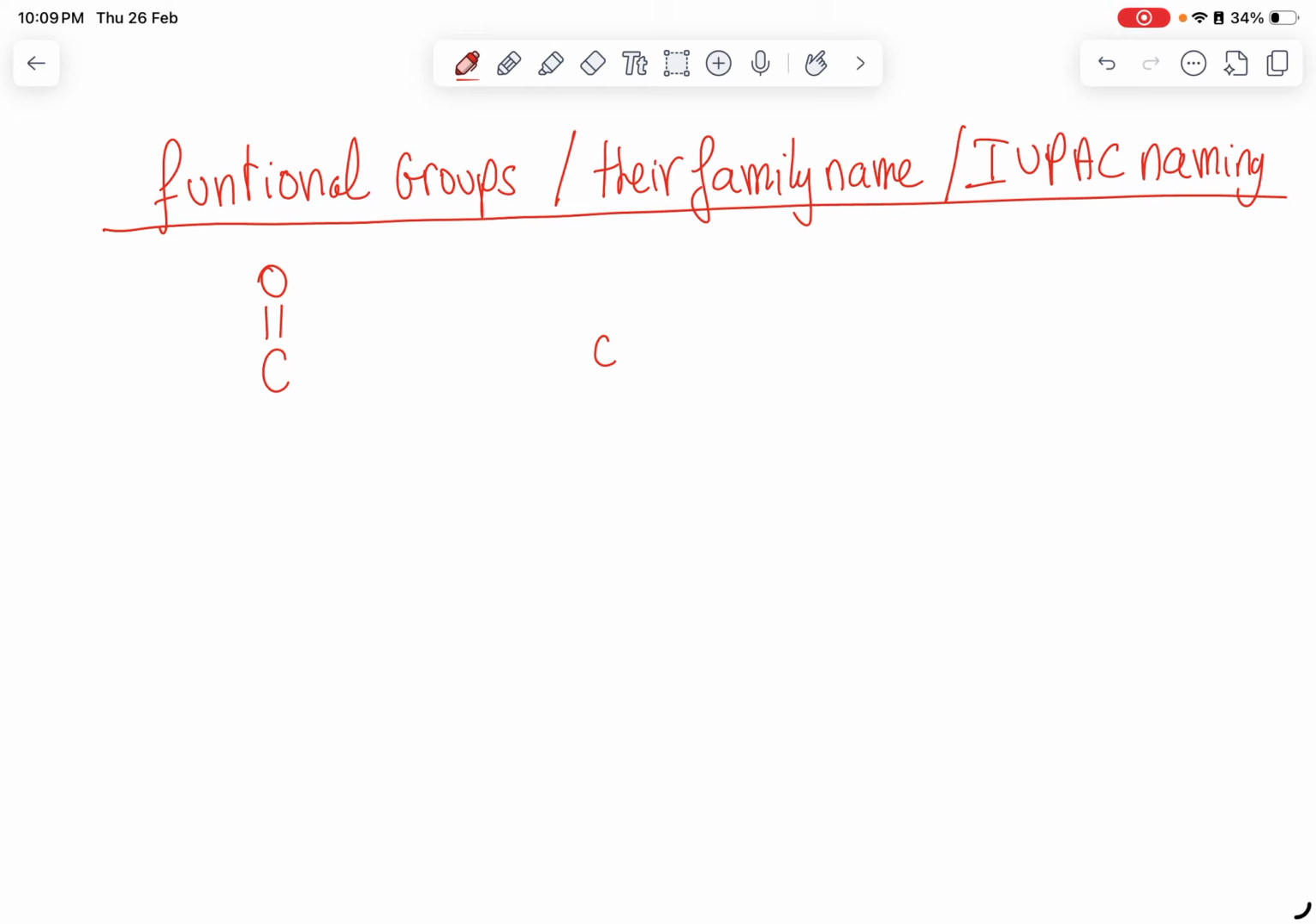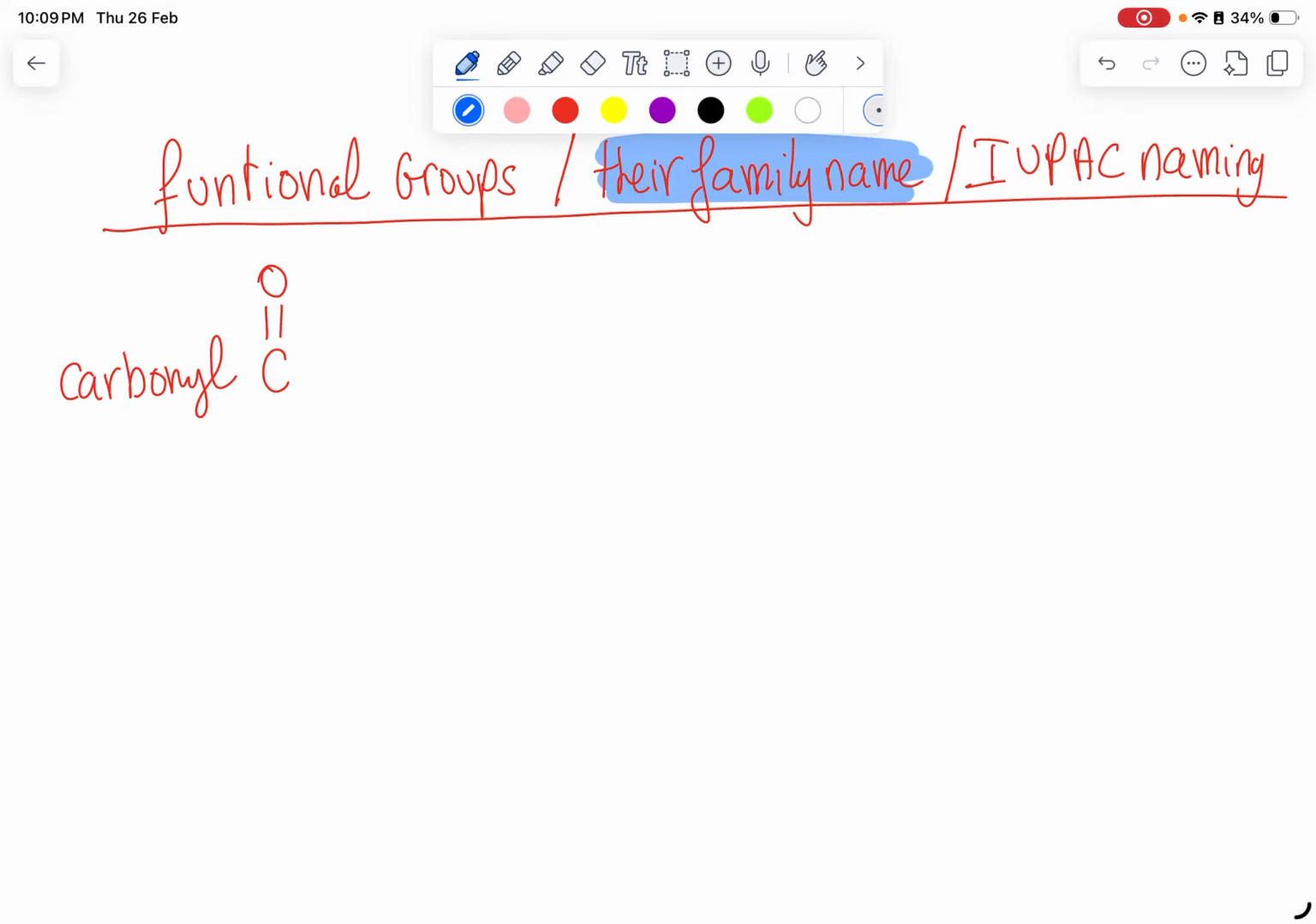So it's just a C double bond O. I'm just going to write that this is a carbonyl as a functional group. Now the family name of this compound, I'm going to write the family name in blue. So the family name of this compound could be ketone or aldehyde. Now how can I memorize it and how can I differentiate between the two?